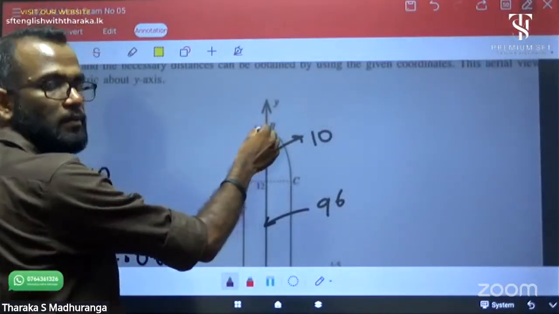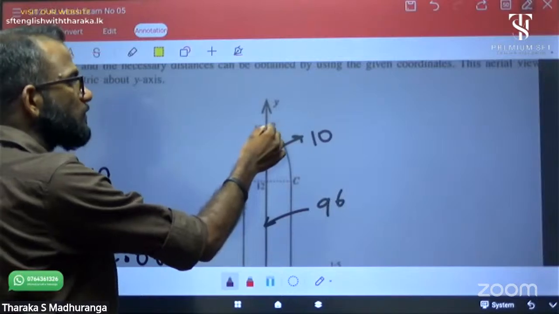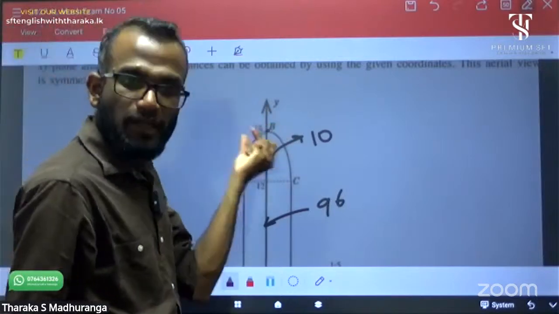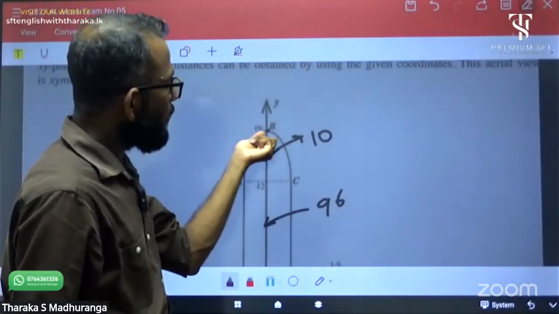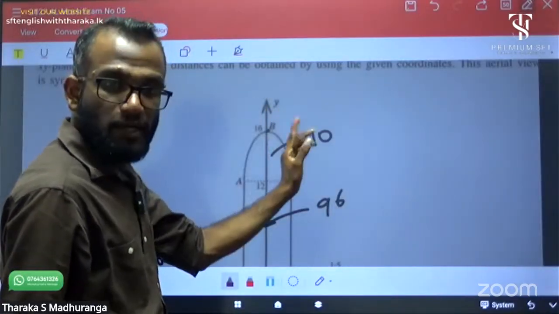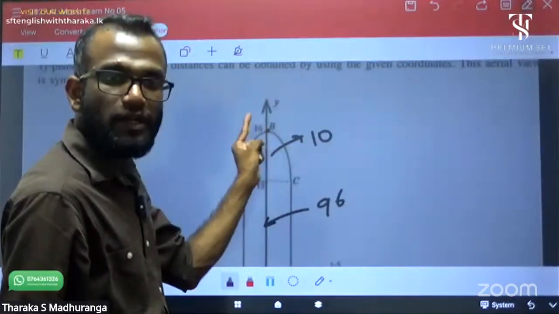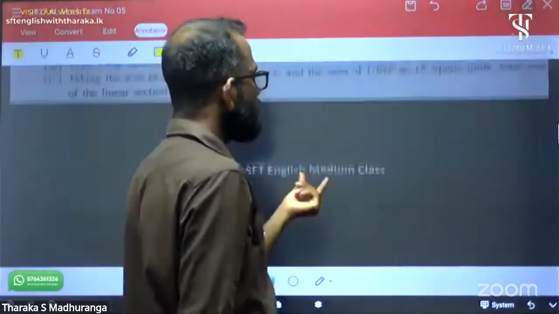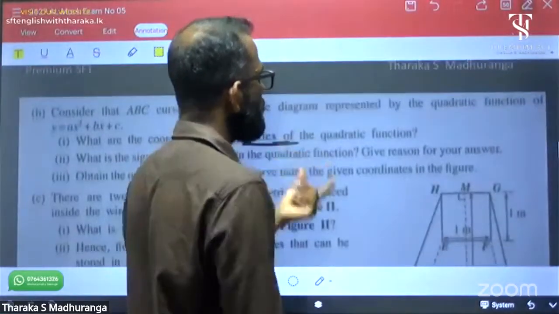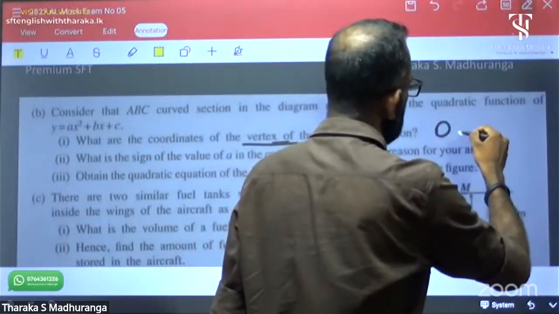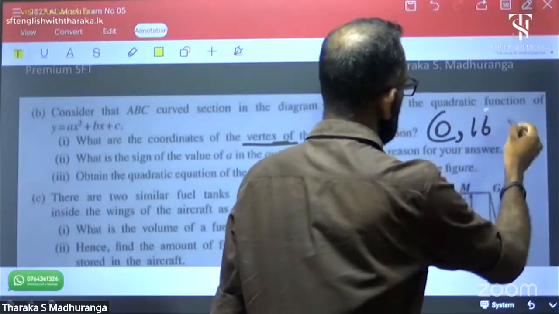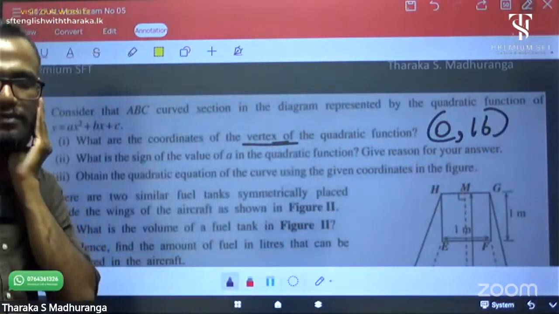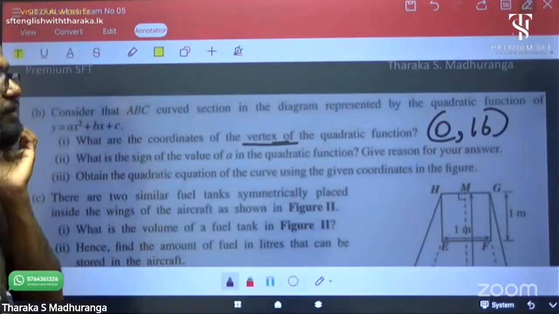The turning point of ABC is B. Now you can easily find the B coordinates from the diagram. It is symmetric, no? Therefore x coordinate is 0 and y coordinate is 16. 0, 16 is the final answer.